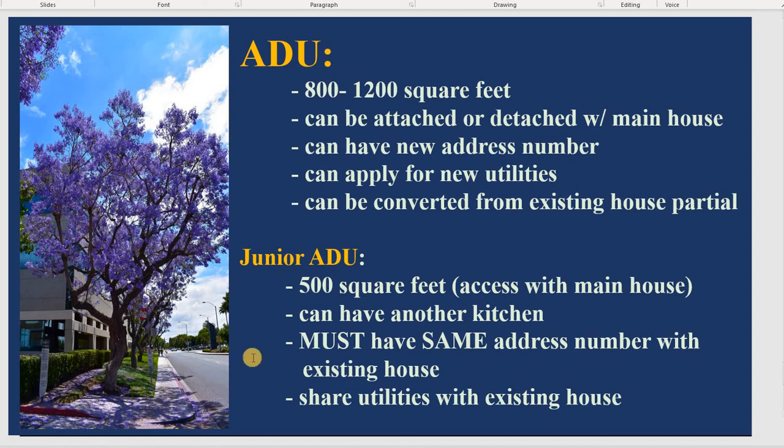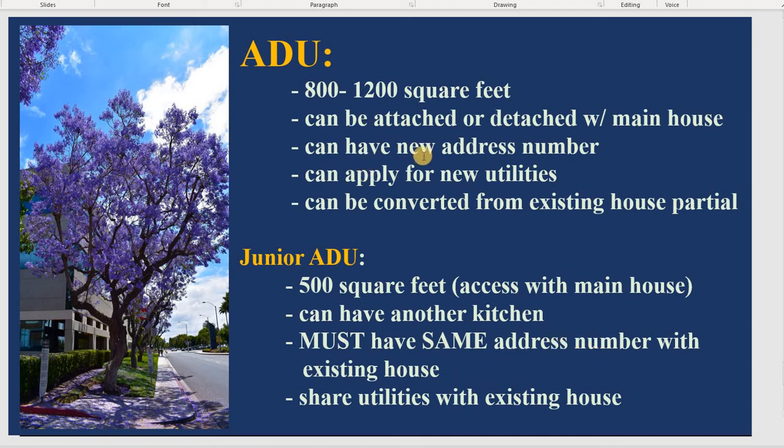So focus on that. You need to remember ADU can start at 800 to 1200 square feet, can be attached or detached from the main house, can have a new address number, can apply for a new utility, and it can be converted from an existing house or patio. About junior ADU, you can design up to 500 square feet. You can verify with the planning department for each city, it may be different. It has access with the main house. It can have another kitchen. It must have the same address number as the existing house.